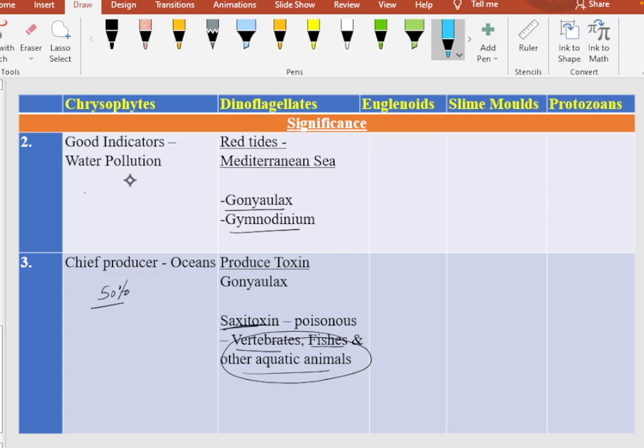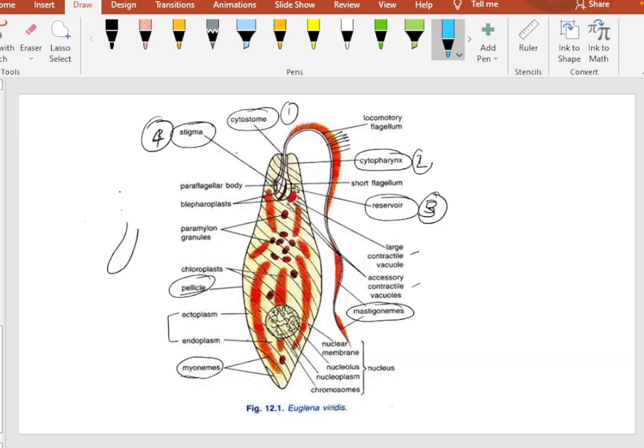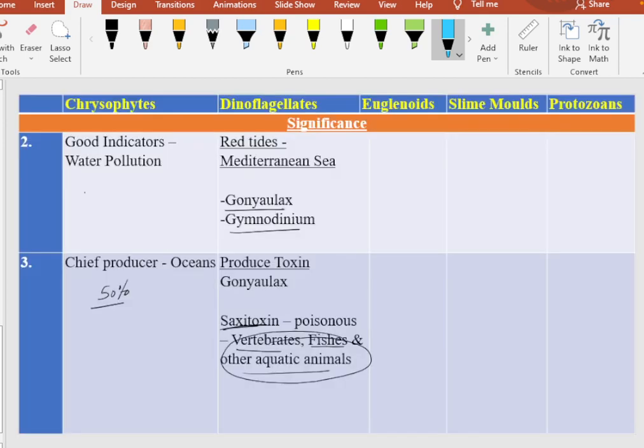Okay, is it clear? So next thing is, they are the chief producers in the oceans. This point is mentioned. How much carbon dioxide will they fix? Totally 50% of organic matter in the world is produced by these chrysophytes. Three things are there.